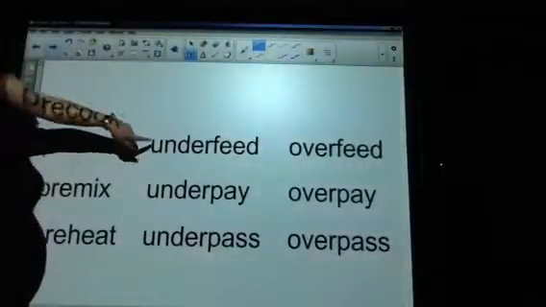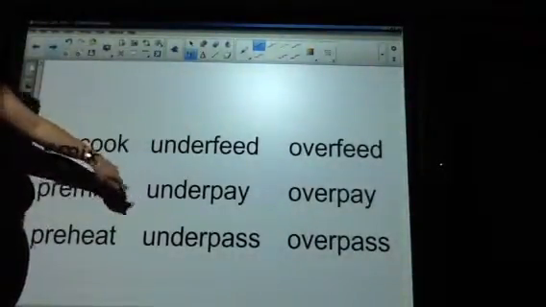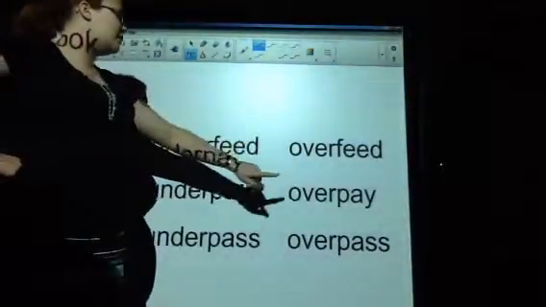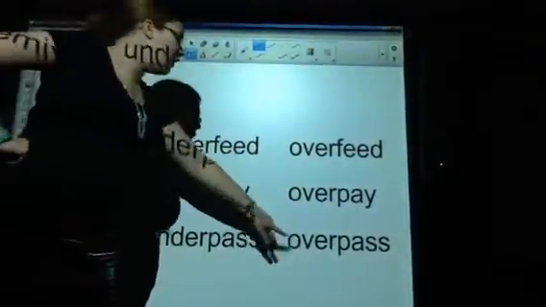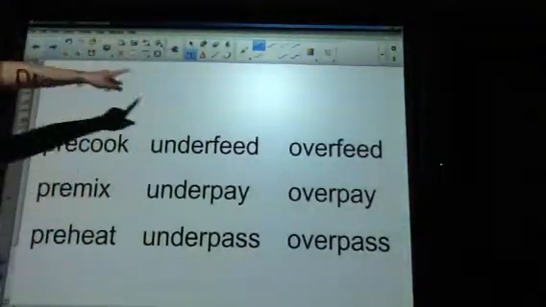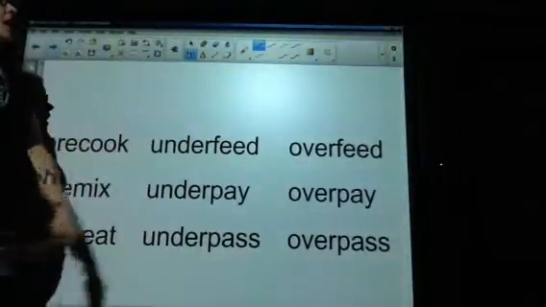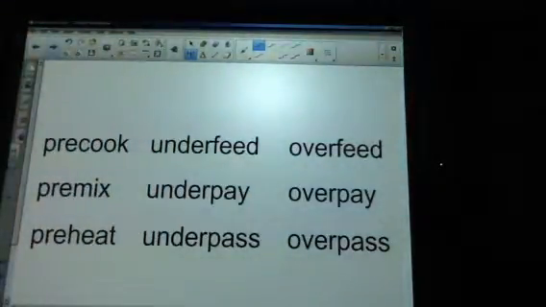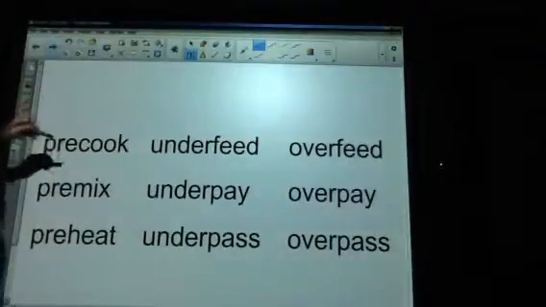Read these words with me. Underfeed, underpay, underpass, overfeed, overpay, overpass. What prefix do we have in these words? Good. So how am I going to code the prefixes in these words? With a box. Good.